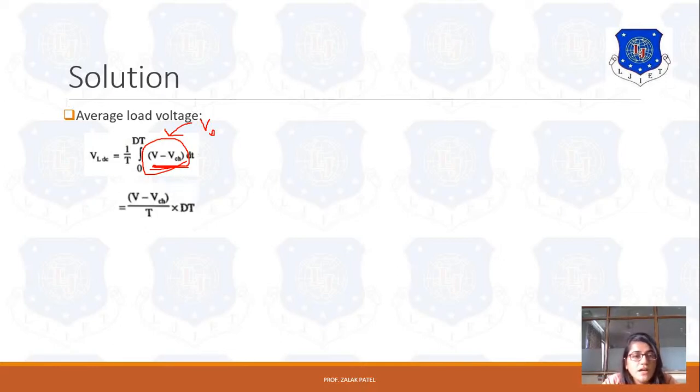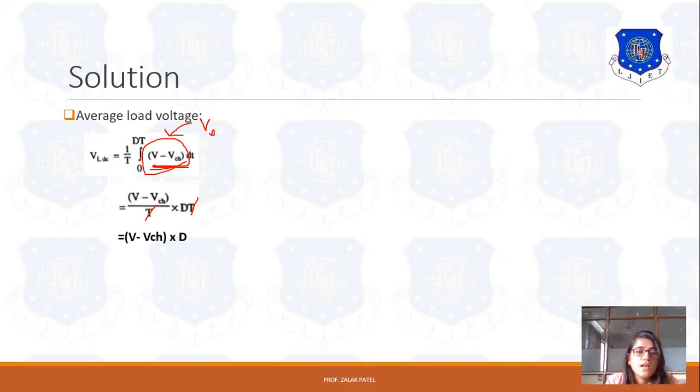So if we integrate this, there is no term of t present, that's why this term is constant. V minus VCH is out of integration. So V minus VCH as it is divided by T, and here there is no term of t present, so integration of 1 is t and limit is from 0 to dT, and that's why over here we write this. So this T and T will cancel out, so the remaining part is V minus V chopping voltage into d.